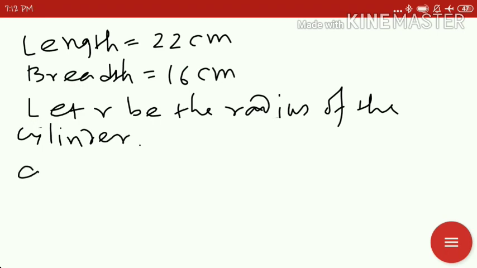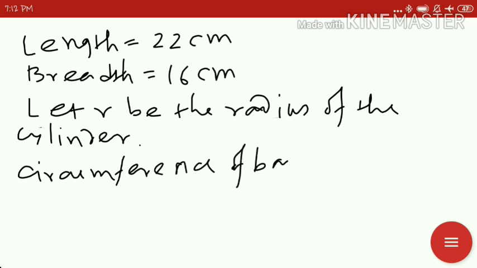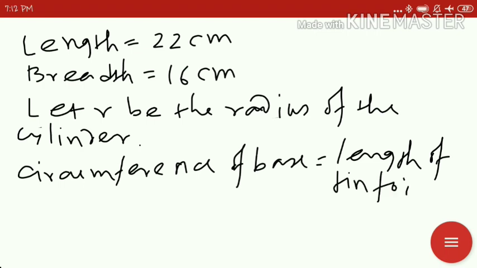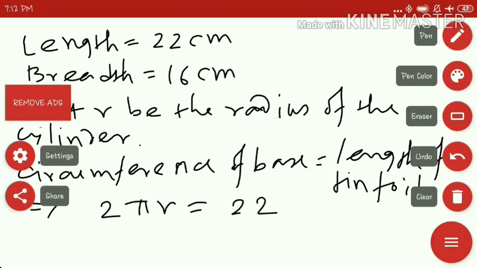Now, circumference of base equals length of tin foil. So, 2 pi r equals 22. Now we will put the values accordingly.